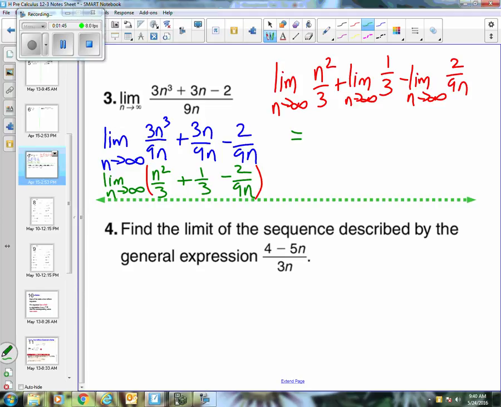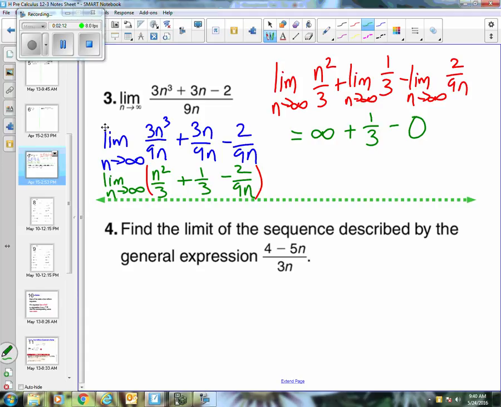So let's look and see. As n gets really large, what happens to each of these ratios? Well, n squared over 3, if n is getting big, is going to get huge. That's going to grow without bounds. So that's going to be infinitely large. It's a quadratic. What happens to 1/3? Well, it's a constant. y equals 1/3 would be a horizontal line. It does not change. And then the 2 over 9n, n in the denominator, that's going to go to 0. It's just like 1 over n. So the denominator gets big, the fraction gets small.